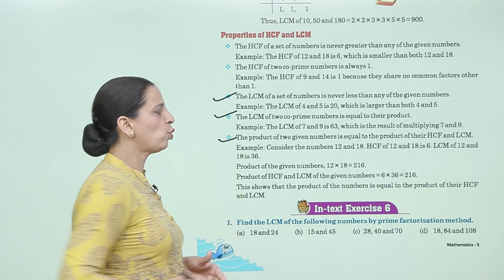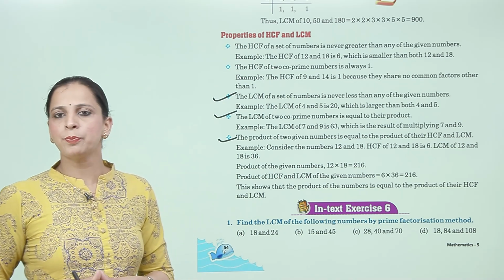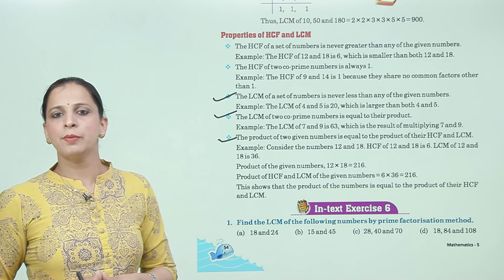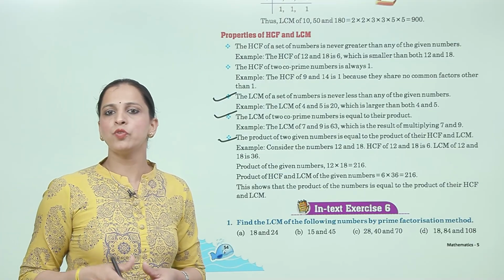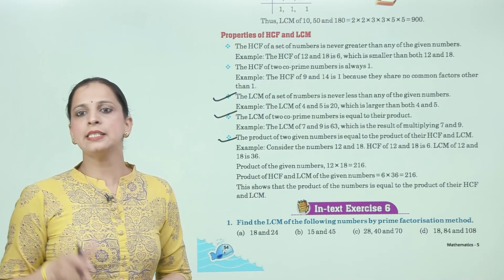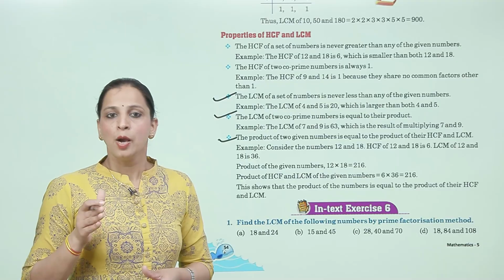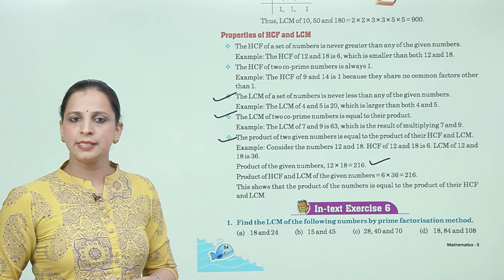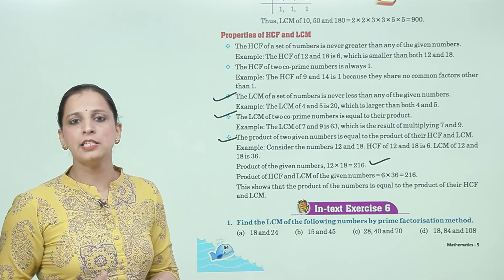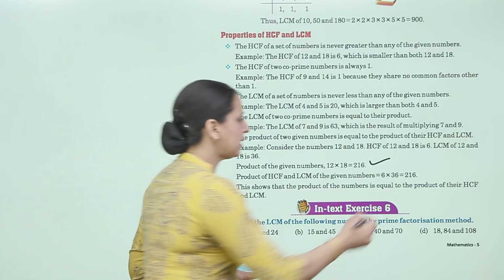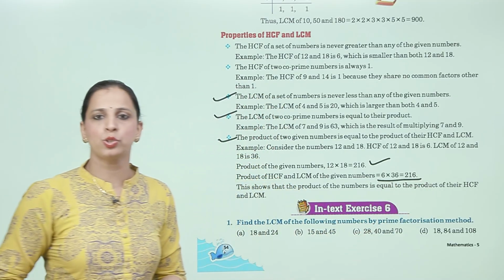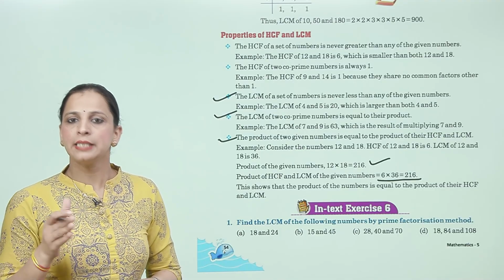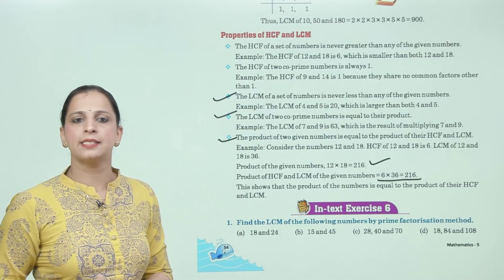Next, the product of two given numbers is equal to the product of their HCF and LCM. Example, consider the numbers 12 and 18. HCF of 12 and 18 is 6. LCM of 12 and 18 is 36. Product of the given numbers, 12 multiplied by 18, is 216. Product of HCF and LCM of the given numbers, 6 multiplied by 36, is equal to 216. This shows that the product of the numbers is equal to the product of their HCF and LCM.